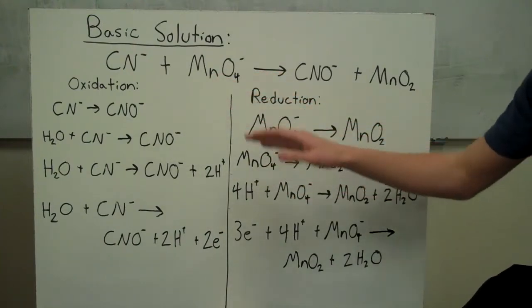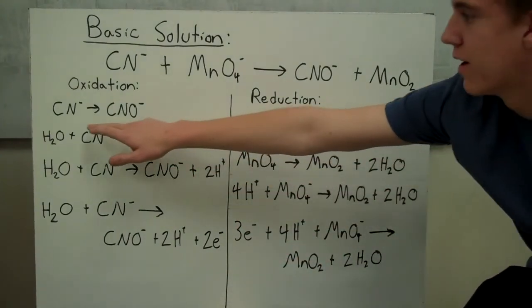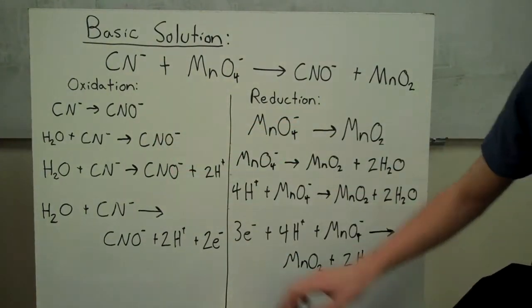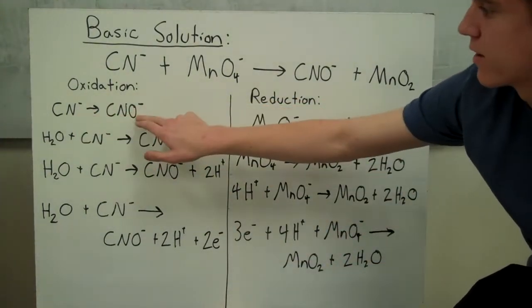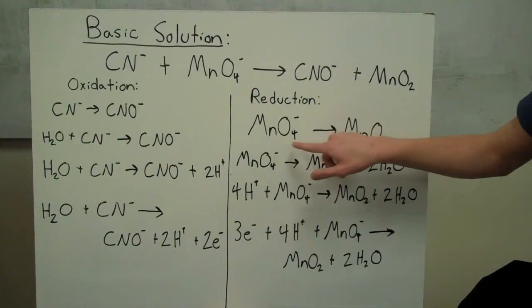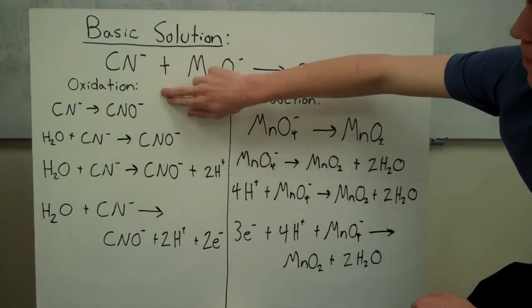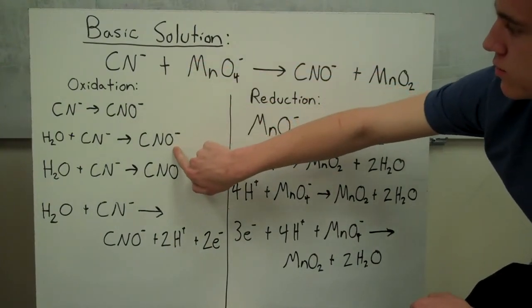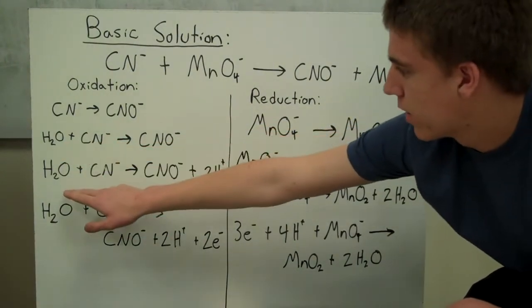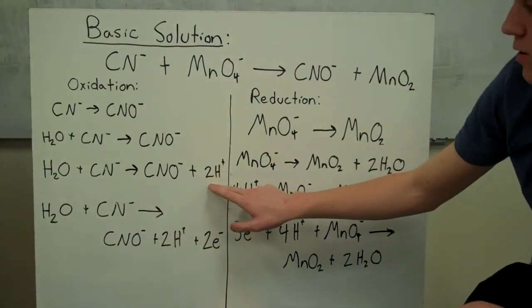So, again, identify your oxidation and reduction. So, on this side, we have CN1 minus goes to CNO 1 minus, and that's our oxidation. Because this ion is gaining an oxygen, so it's an oxidant. Which means MnO4 1 minus going to MnO2 is our reduction. So let's balance our oxidation. Again, like we said before, to balance out oxygens, we add water molecules to the opposite side. So we add 1. And then now we have 2 hydrogens, add 2 more hydrogen ions on the other side.